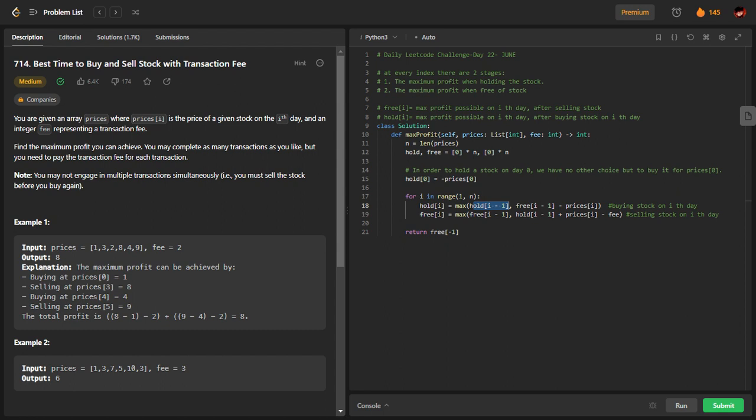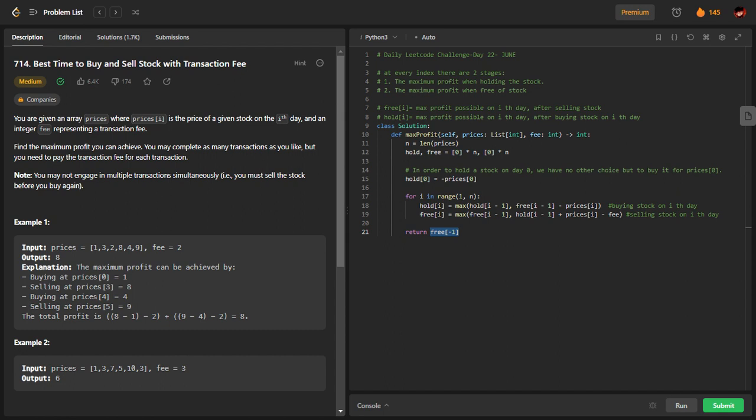So when we say free of n-1, it ensures that we do not have any stock on hold. That is, we have sold everything that we have bought, or we are not even purchasing. That is what we are going to return as the answer. See, free of -1 means the last index of free. -1 refers to the last index of free, which also equals free of n-1.